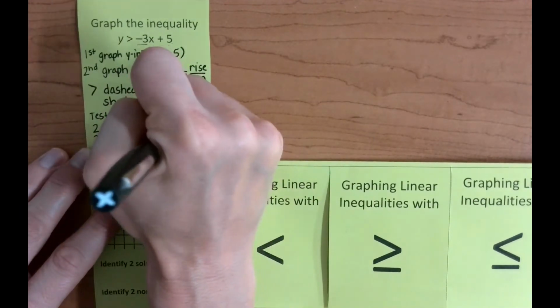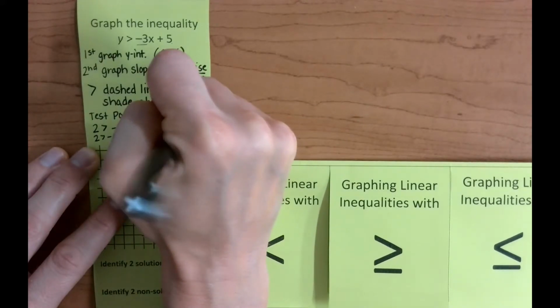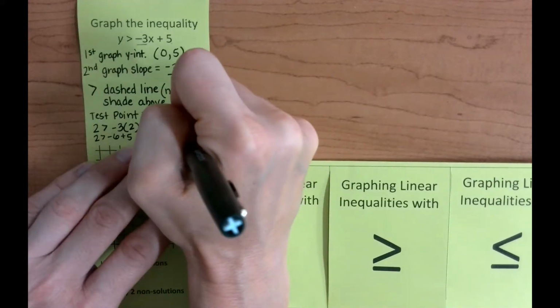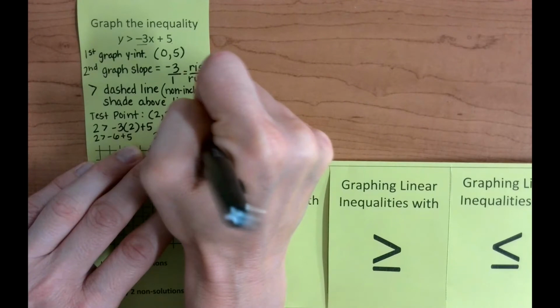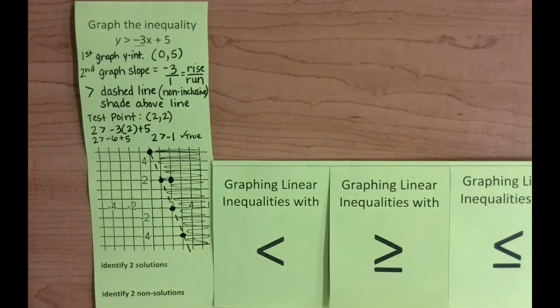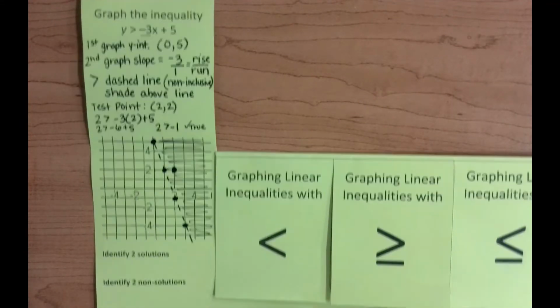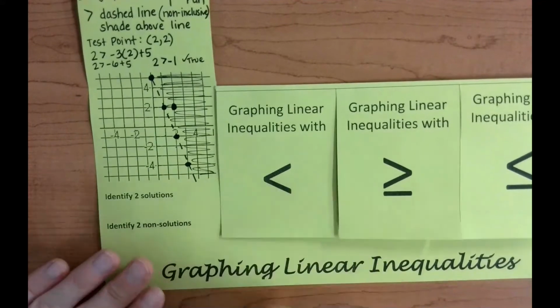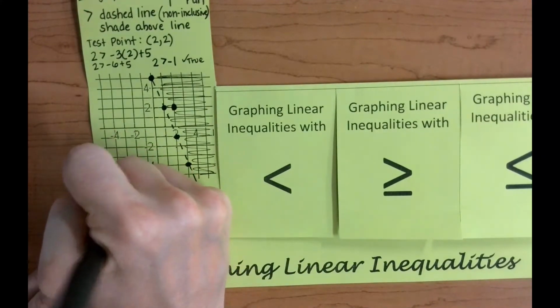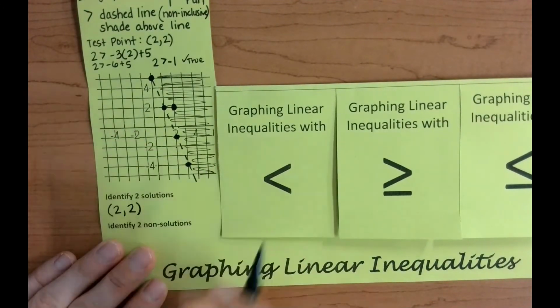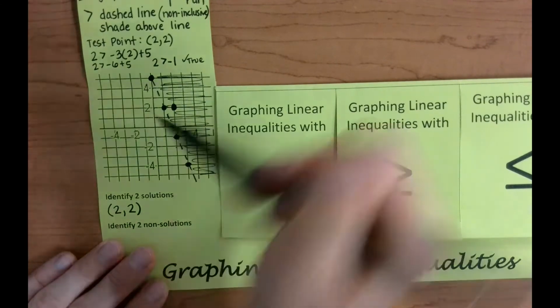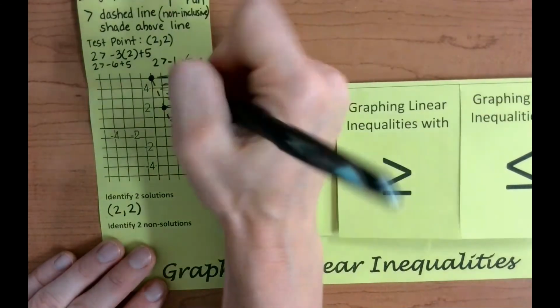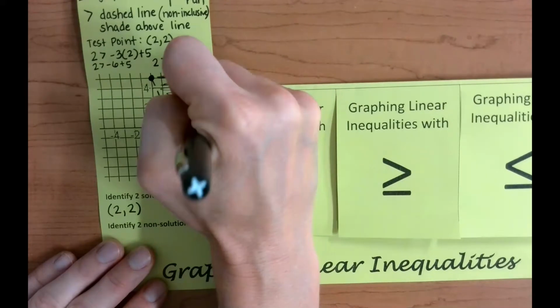So 2 is greater than negative 1. That is a true statement. So that is a solution. So I know that 2, 2 is a solution. We need another one to identify. So it's any point in this. So I could pick 4, 0.